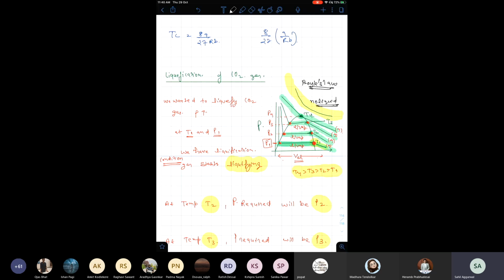Why we do not have liquefaction? Liquefaction क्यों नहीं पढ़ रहे हम इसके अंदर? Because the temperature that we are maintaining is greater than T4. इससे नीचे ही लिक्विफिकेशन खत्म हो जाता है. अंडरस्टूड?